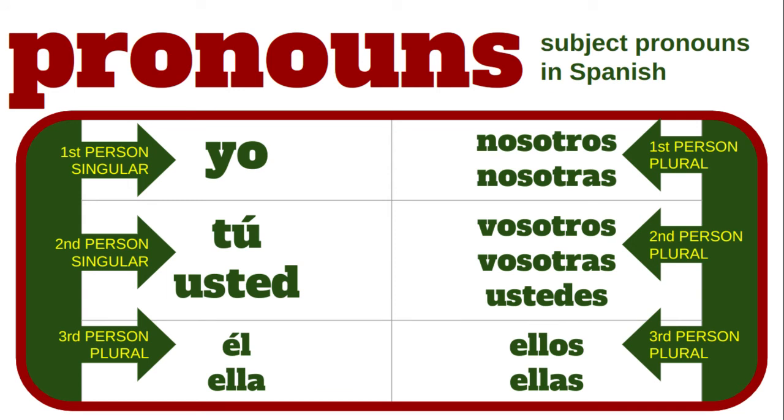So now we've covered the whole chart. Yo, tú, usted, él, ella, nosotros, nosotras, vosotros, vosotras, ustedes, ellos, and ellas.